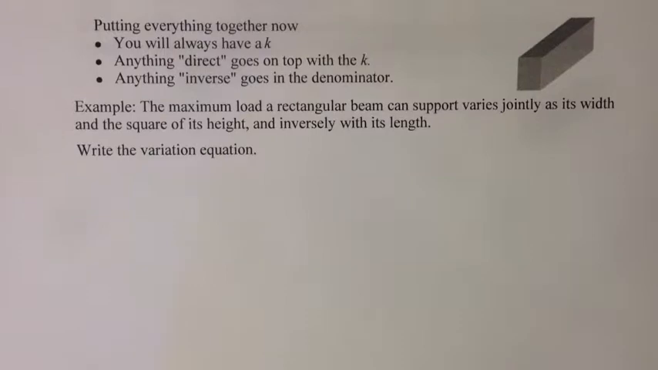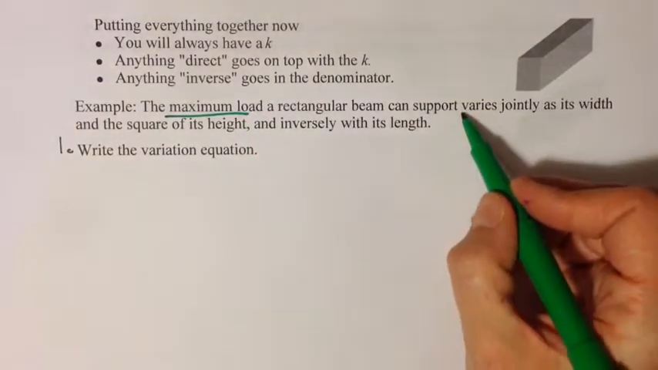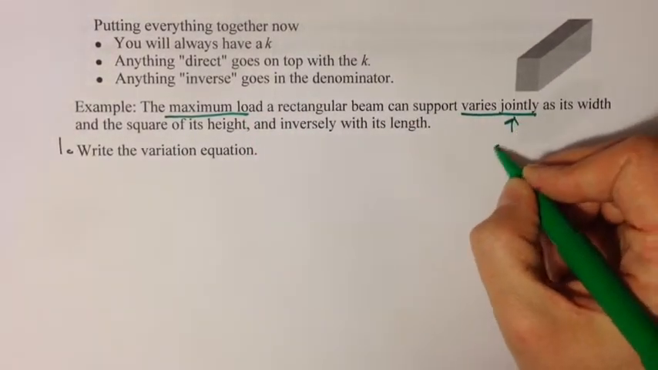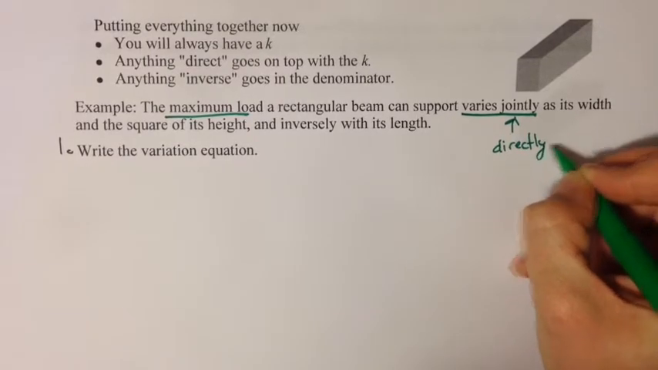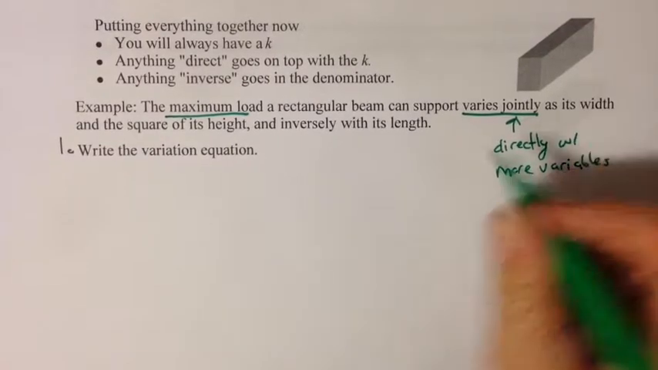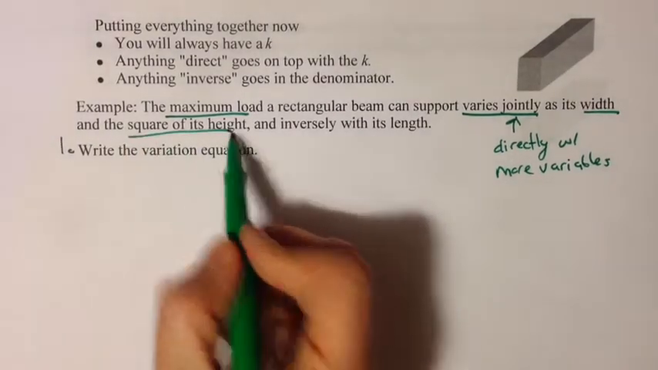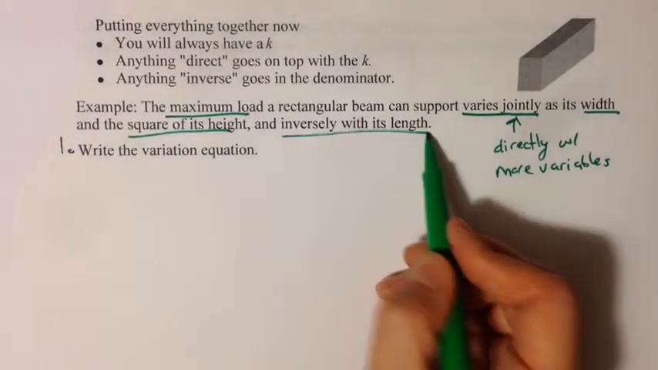Here's our big example. The maximum load a rectangular beam can support varies jointly as its width and the square of its height, and inversely with its length. Step 1 is to write down the variation equation. I've been told that the maximum load a certain type of beam can support varies jointly. Remember, jointly really means directly with more variables. So the maximum load varies jointly as the width and the square of its height, and inversely with its length.